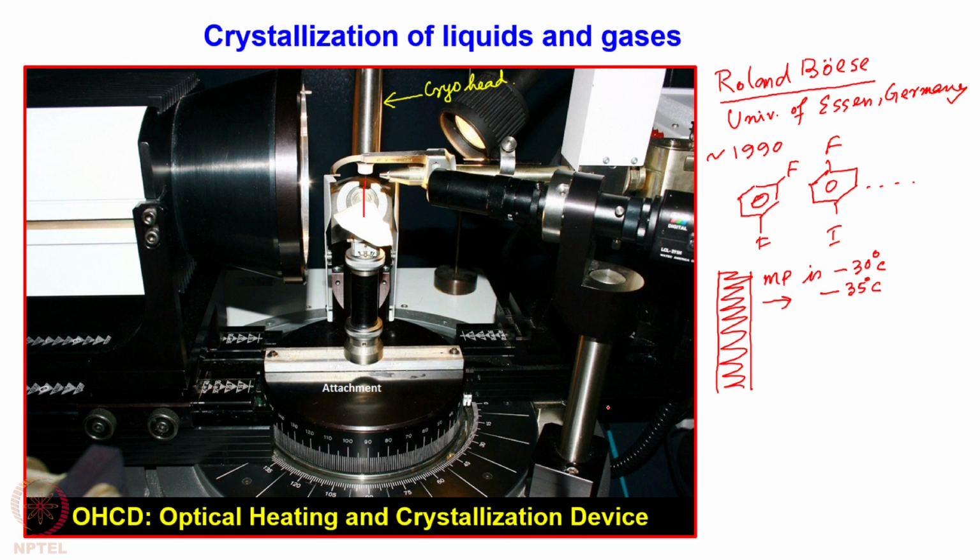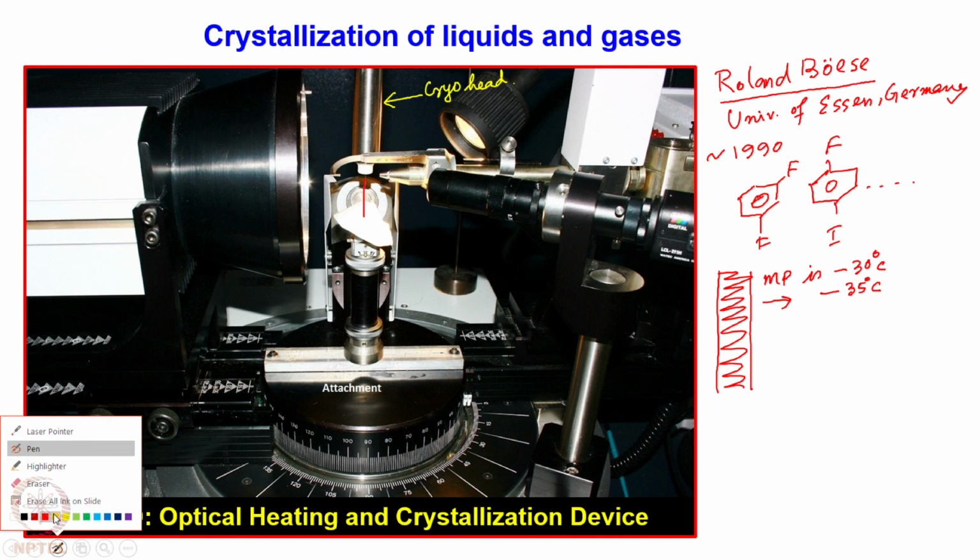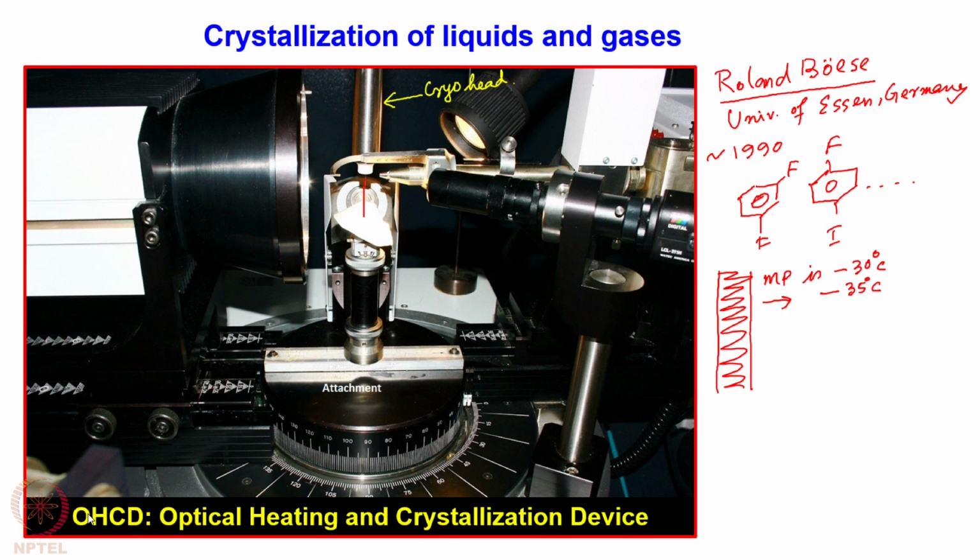And then the equipment is equipped. This equipment, optical heating and crystallization device, is a laser assisted device where the laser beam can be focused at one point of the capillary using a reflecting mirror, and then by moving the mirror upwards, the laser beam can be moved along the length of the capillary. So with a high control on the laser power, one can melt a small narrow zone of this capillary, keeping the lower and upper ends solid.